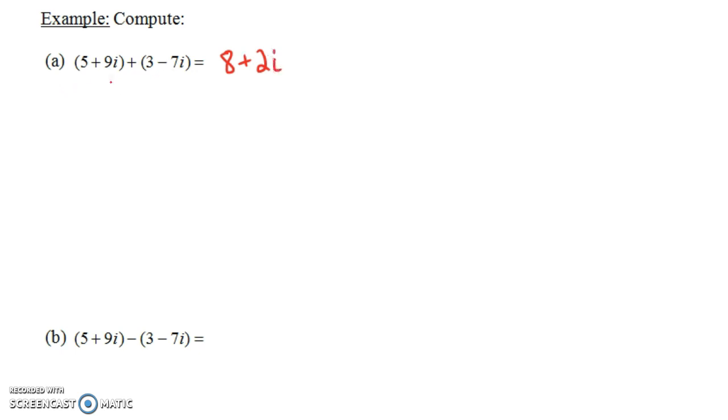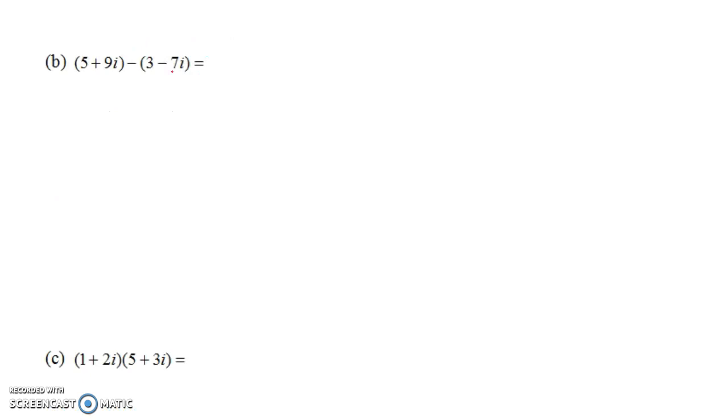Okay, so 5 plus 9i plus 3 minus 7i, the 5 and 3 become 8, and the 9i and the minus 7i is 2i. So we add those two complex numbers, we get this. Okay, so that's pretty simple. So to add two complex numbers, you just add the real parts, and then plus, well, add the imaginary parts times i.